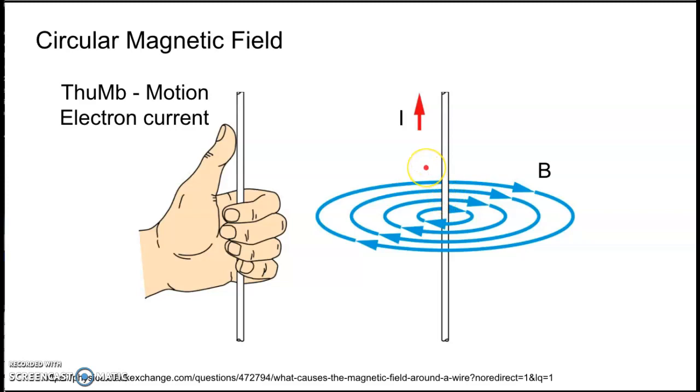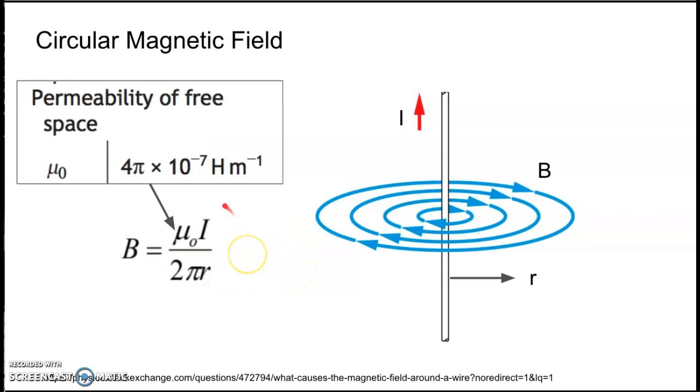Now, you will see different rules because most of the rest of the world uses conventional current flow, where conventional current is positive. All these slides assume electron current flow. So your thumb is the motion of the electron current, your fingers wrap around in the direction of the circular magnetic field, and that's how you can tell the direction of the field that you get around a wire. Obviously, flip the wire upside down and the field lines would wrap around the other way.